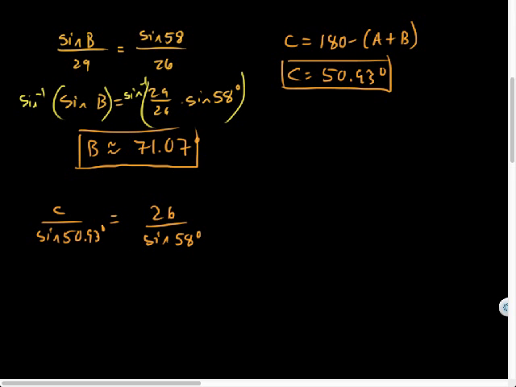So to solve for c, I'd just multiply both sides by sine of 50.93.